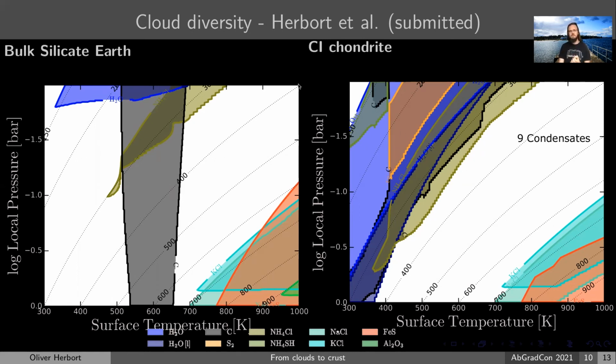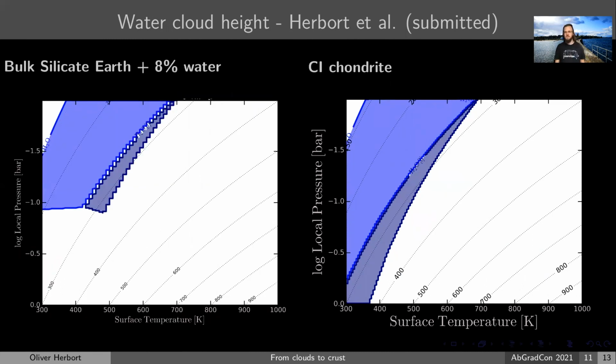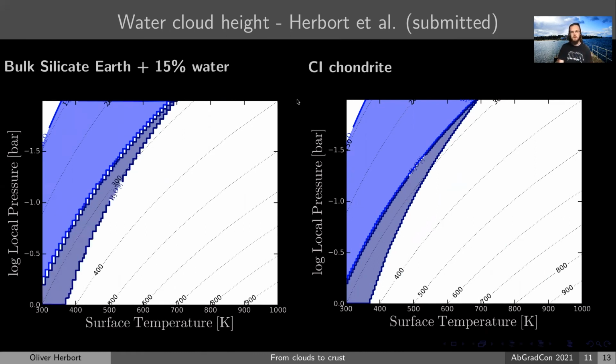Some other points: also really interesting for the bulk silicate earth, which does not have liquid water at the surface, just as a reminder, we see that we do have water clouds, water ice clouds high up in the atmosphere. And also when we just increase the water abundance in that atmosphere a bit, in the total element abundance, but not allowing liquid water condensation yet, we can drag down the water cloud base so that we can actually have water clouds at roughly 200 millibars, whereas the surface is still pretty dry.